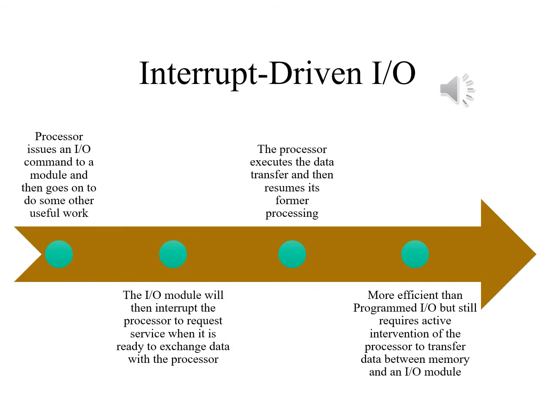An alternative, known as interrupt-driven I/O, is for the processor to issue an I/O command to a module and then go on to do some other useful work. The I/O module will then interrupt the processor to request service when it is ready to exchange data with the processor. The processor then executes the data transfer as before and then resumes its former processing.